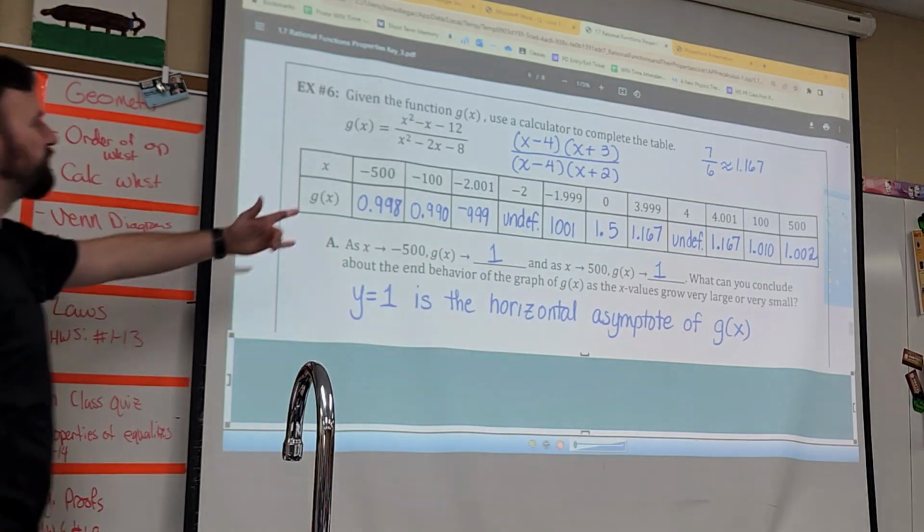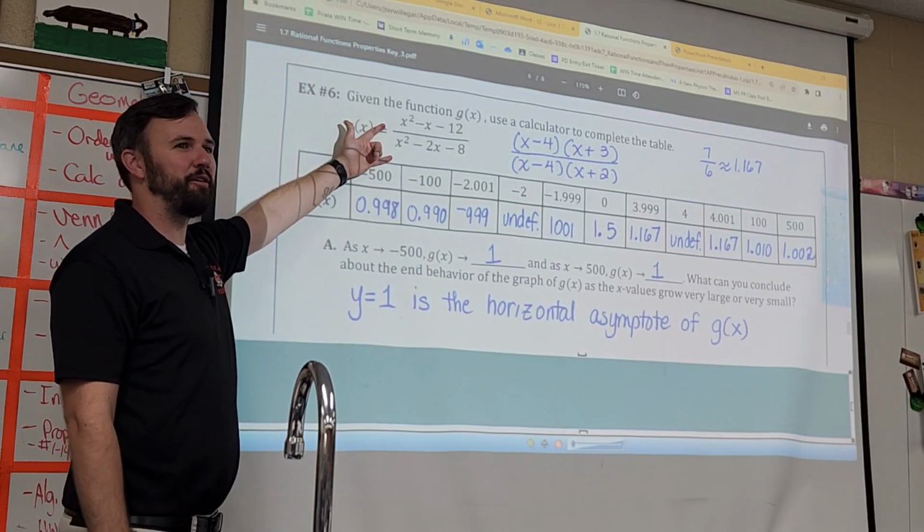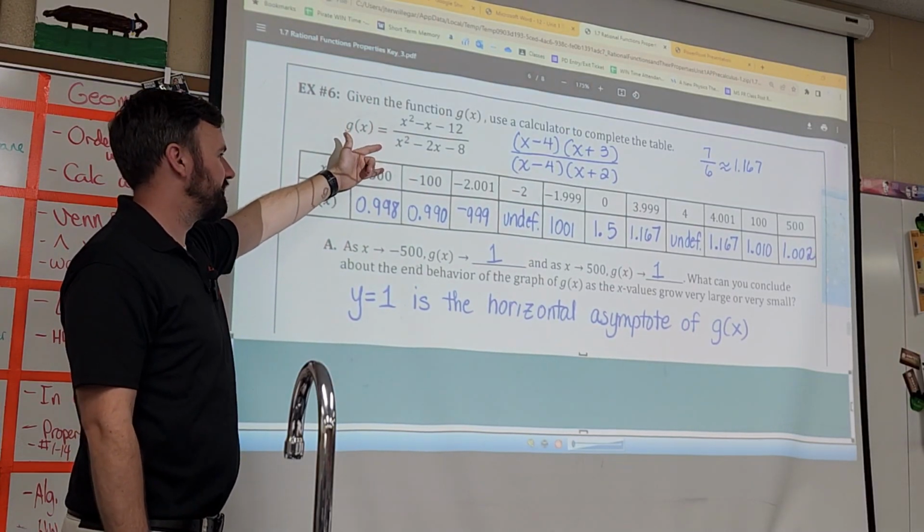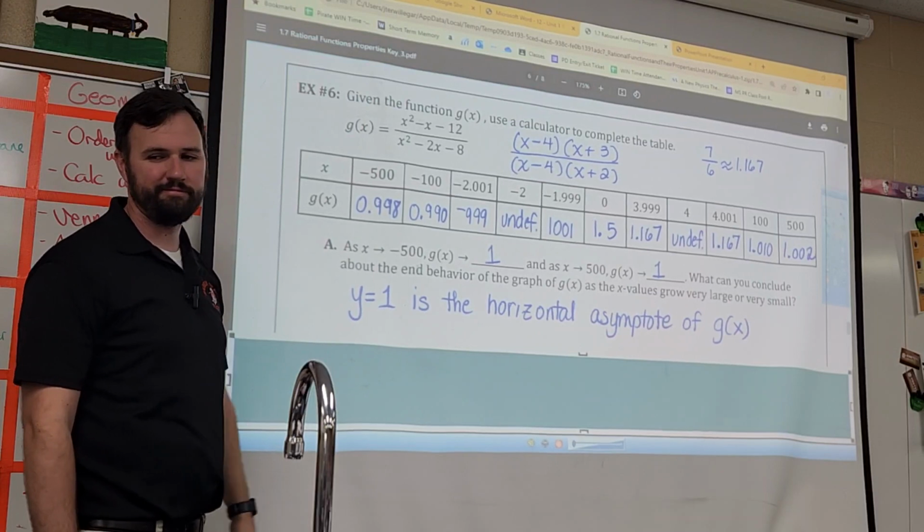But it is actually easier to use your power rules because these have the same power, right? X squared over x squared is 1.